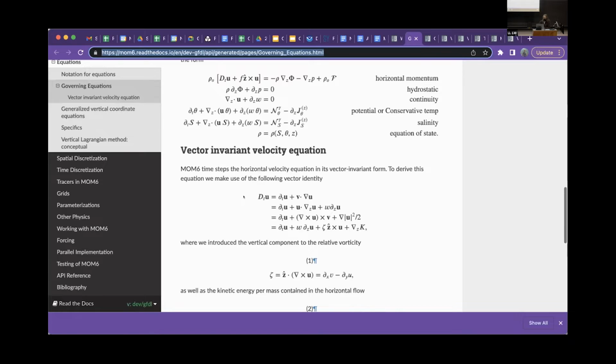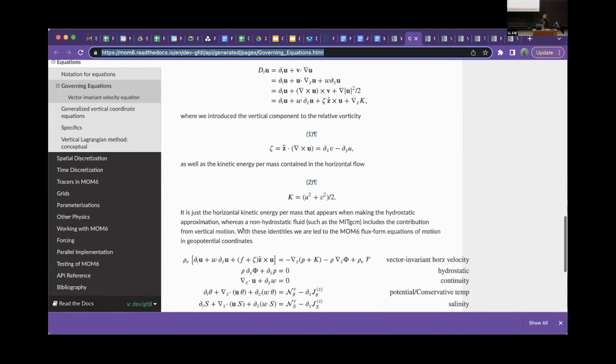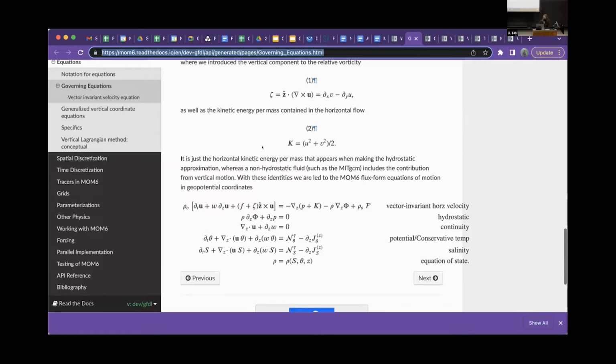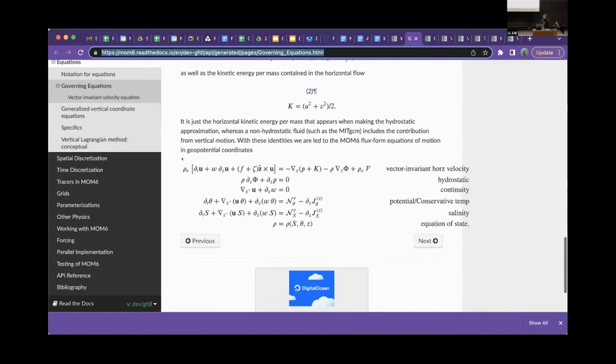You do a continuous identity where you change the material time derivative on the velocity, and you introduce the vertical component of vorticity, zeta, and you introduce the kinetic energy per mass, horizontal kinetic energy per mass, and write the velocity equation in this form, where you have the pressure plus the kinetic energy on the right-hand side, and the geopotential for gravity. On the left-hand side, you have the absolute vorticity, f plus zeta.